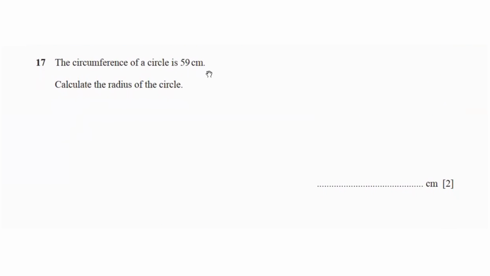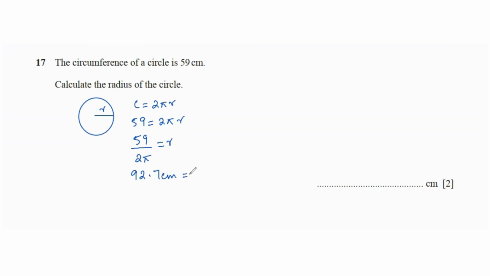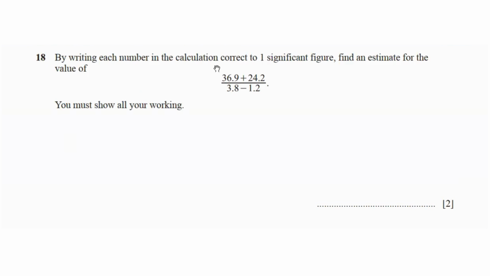The circumference of a circle is 59. Calculate the radius of the circle. So if we draw a circle, this is your radius. Circumference is 2 pi r. So that's going to be 59 equals 2 pi r. 59 divided by 2 pi equals r. And that's going to equal 9.39 centimeters.